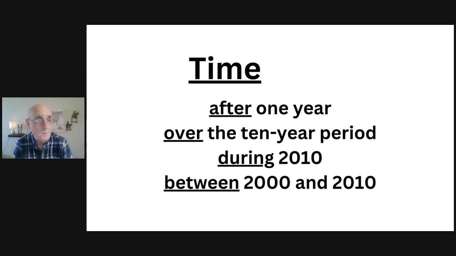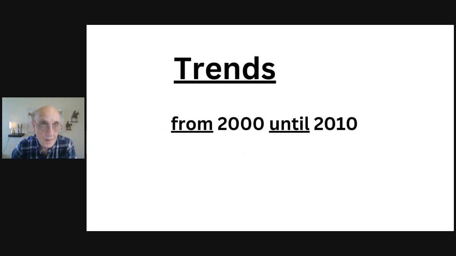If we want to describe time with prepositions, we can say after 1 year, over the 10-year period, or during 2010, or between 2000 and 2010. Again, these are very common prepositions. I'm sure you're very familiar with them. Just use them correctly and simply in writing task 1. And if we want to describe a trend, how something changed, we can say from 2000 until 2010.